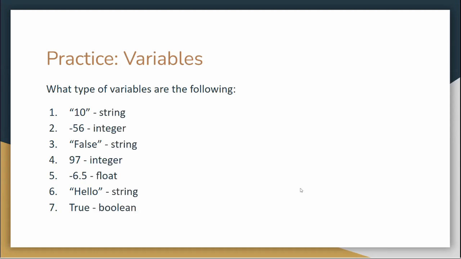Okay, so here are your answers. The first one is string because it's in quotes, then integer because whole number, string because it's in quotes, integer because it's a whole number, float because there's a decimal point, string because it's in quotes, and Boolean because it's just true with no quotes.